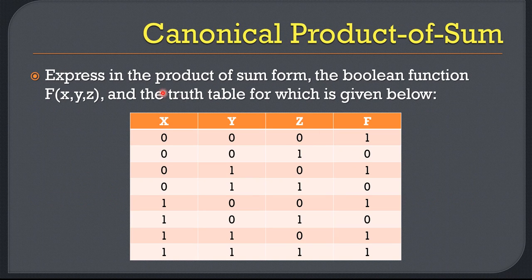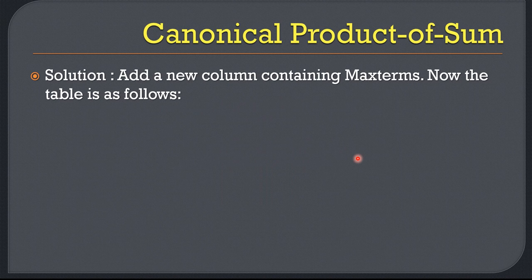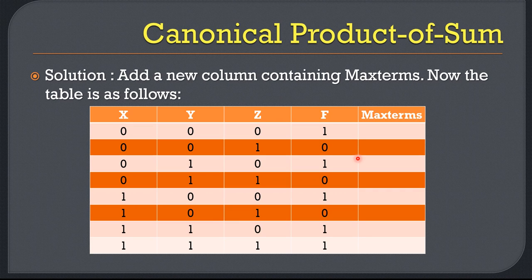Now, express in product of sum form the Boolean function f(x, y, z), for which the truth table is given below. A table will be given like this, with the variables x, y, z as input and f as the output, and then you derive the sum terms and finally derive the canonical product of sum. Add a new column containing max terms. Now the table is as follows. You can see 4 columns, 3 inputs and 1 output. F is the output, and you add another column called max terms, or you can write it as sum terms.